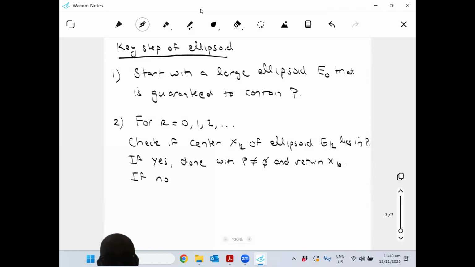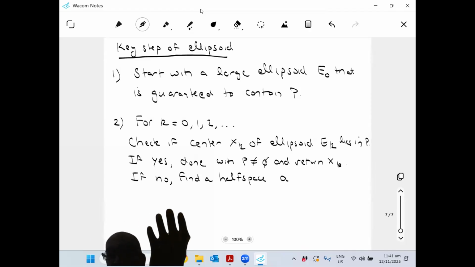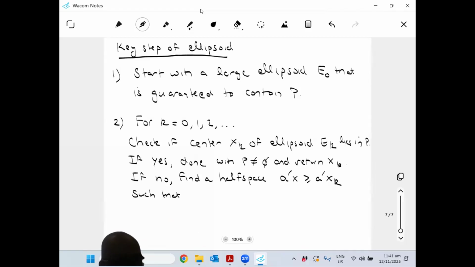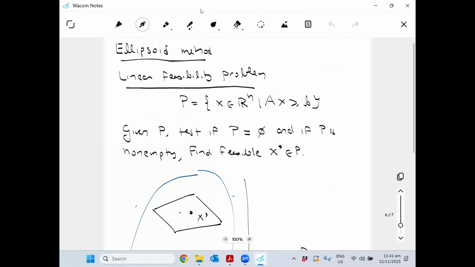If no, this is where the magic happens. Find a half space. Okay, so what's a half space? A linear inequality, a transpose x greater than or equal to a transpose xk, where xk is the center, such that this polyhedron contains P. Okay, so what I'm going to do is, let me go back to the figure.